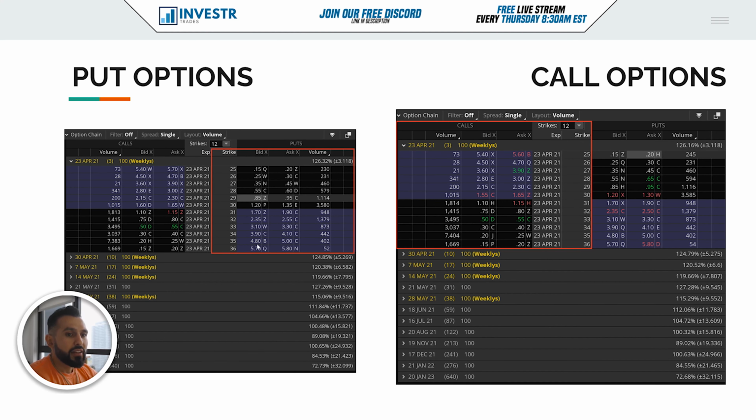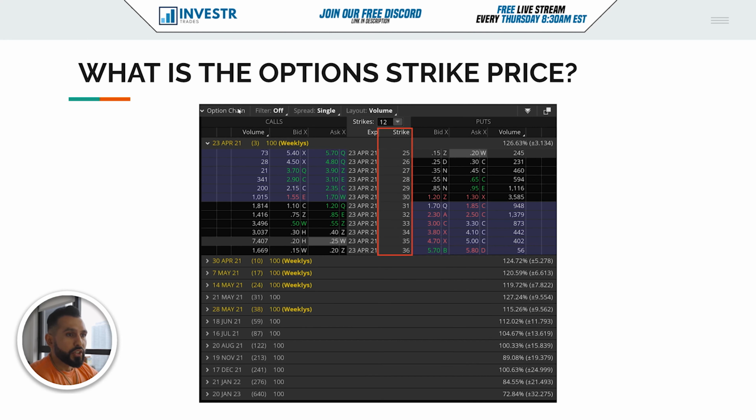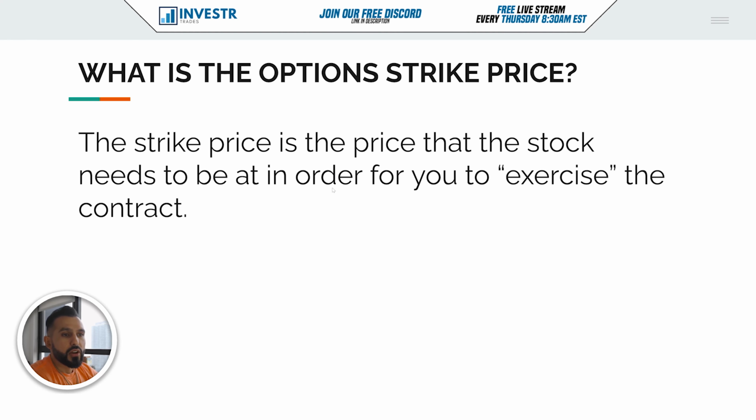Most platforms have this exact same layout. We have the puts usually on the right side and the calls on the left side. So the option strike is oftentimes in the middle. Okay, this tells you the stock price that you expect or want to buy the stock at, or the price that you think the stock is going to go towards. So this is called the strike. All right, the strike price is the price that the stock needs to be at in order for you to exercise the contract, in order for you to purchase those shares at the set time.